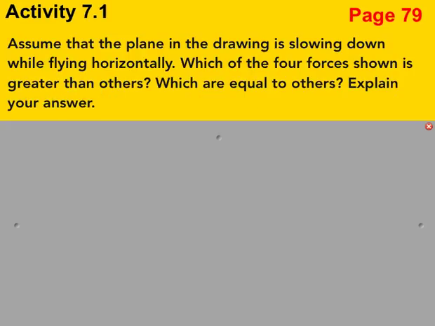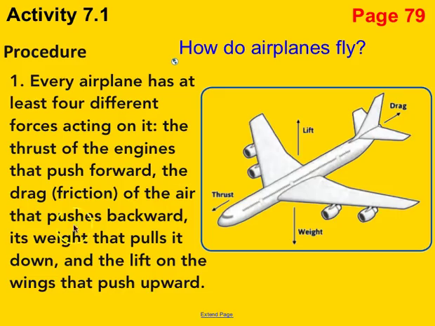If we were to assume that the plane in the drawing is slowing down while flying horizontally, so it's getting ready to land, it's still flying horizontally, which is always a good thing when it comes to planes. Which of the 4 forces shown is greater than the other? Which are equal to the other? Explain your answers. So again, let's look at this right here. Assume the plane in the drawing is slowing down while flying horizontally. Which of the 4 forces shown is greater than the other?